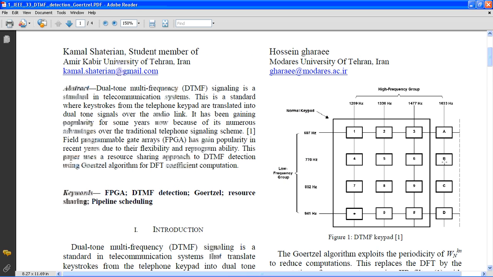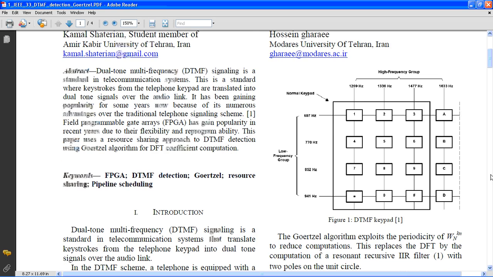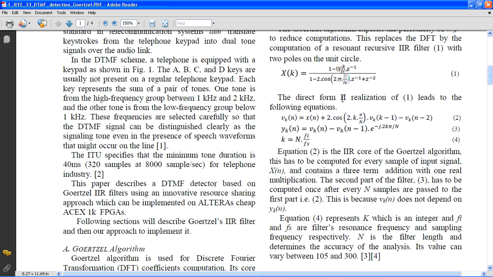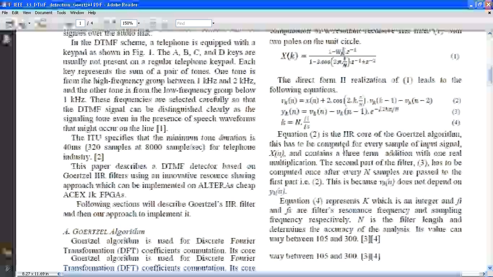So we are going to generate this in our digital FPGA itself, based on these keys, what you press. So here in the introduction part, a bit of mathematics is explained about what is called the Gaussian algorithm. Once we start working, you will get to know the Gaussian algorithm is an IIR filter. In fact, it's an IIR filter to implement the Gaussian algorithm.